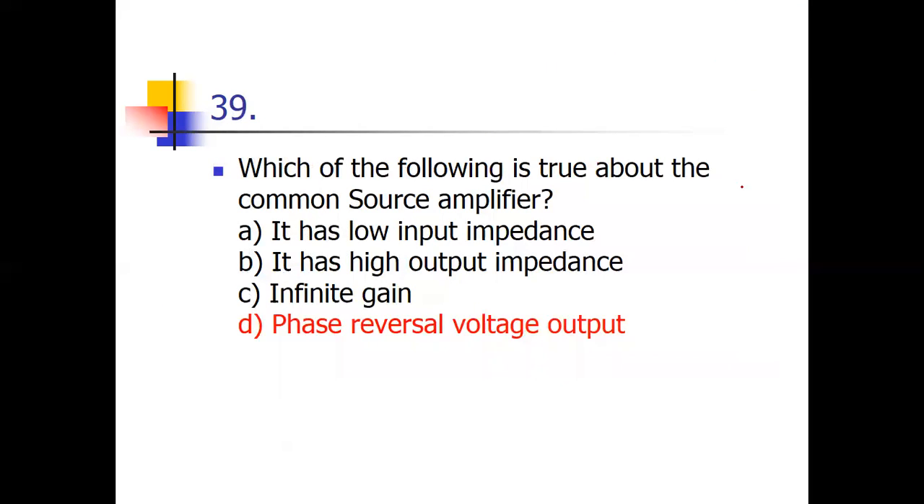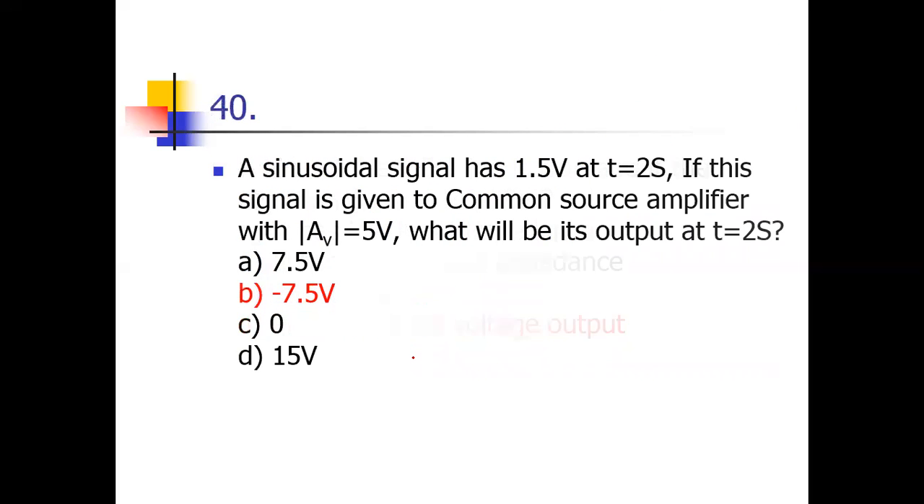Which of the following is true about common source? Now we are talking about the common source FET. Whether it's a common emitter or common source, both behave like an inverting amplifier. So whatever the output, that is the inverse of the input. So we'll have phase reversal in the voltage output.